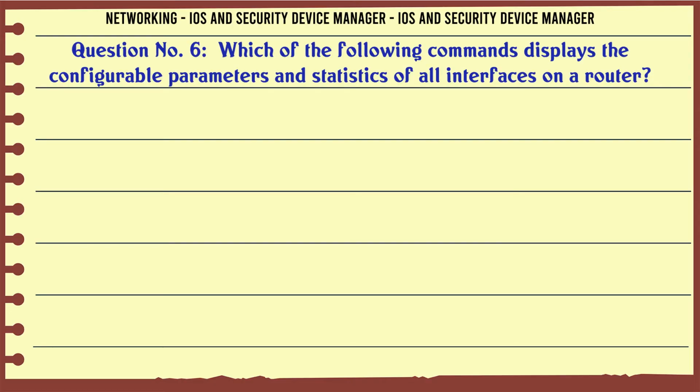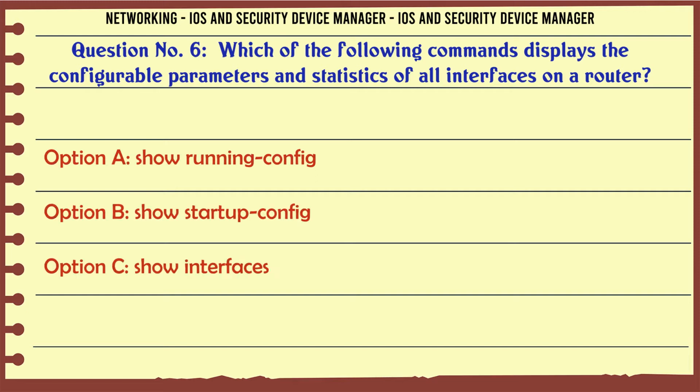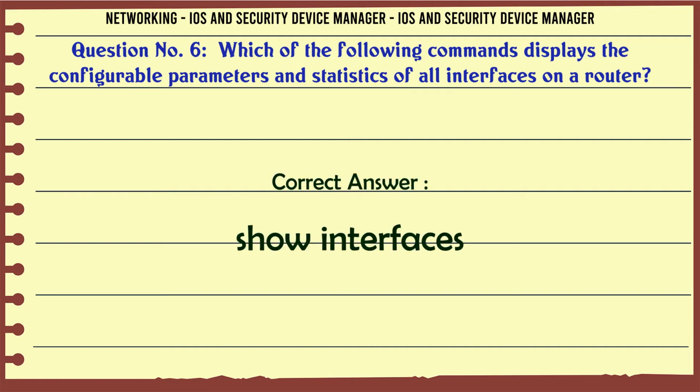Which of the following commands displays the configurable parameters and statistics of all interfaces on a router? A. Show running config. B. Show startup config. C. Show interfaces. D. Show versions. The correct answer is show interfaces.